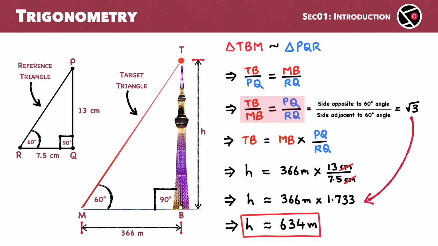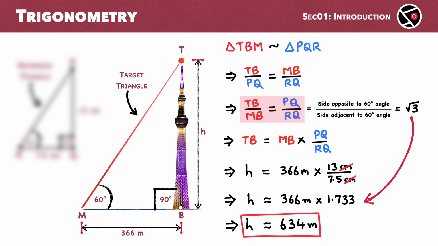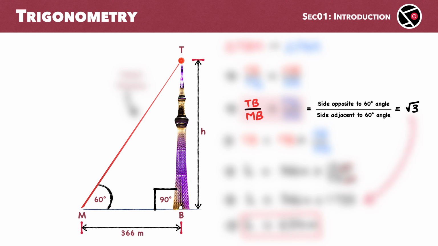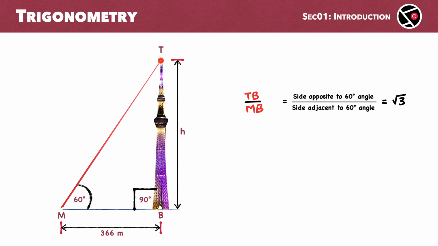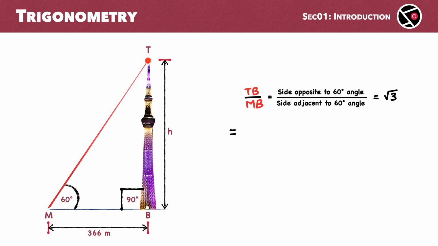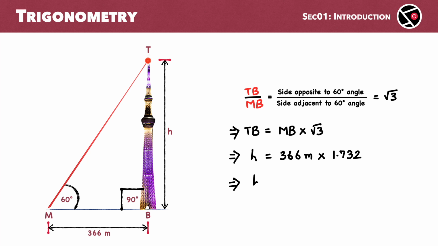But trigonometry does all the hard work in the background and gives us this ratio directly. No need for the reference triangle and no need for these complex calculations. And that's all we need. Using trigonometry, we have TB equals MB times square root of 3. Which gives us the height h as 634 meters. Simple, fast and efficient. Trigonometry is indeed an extremely powerful technique.